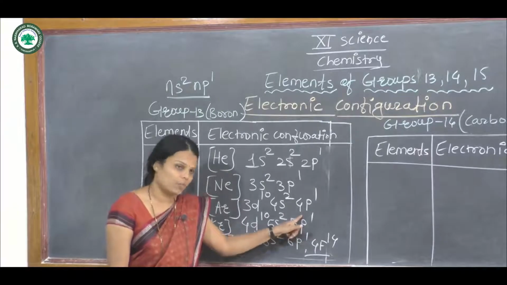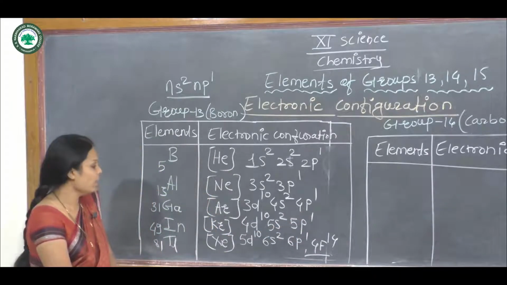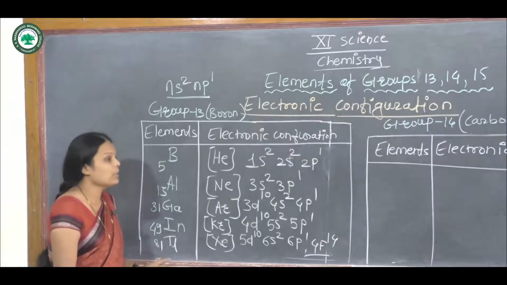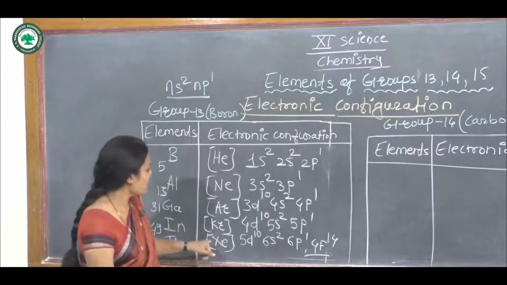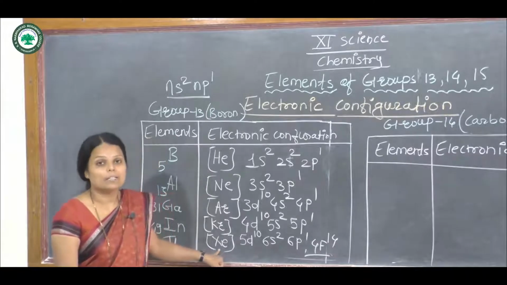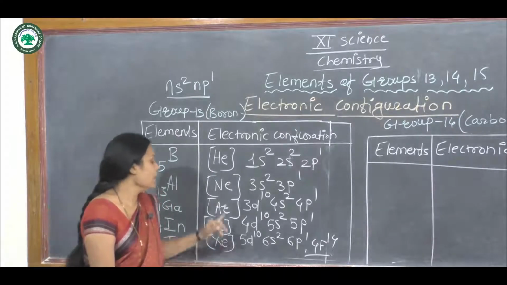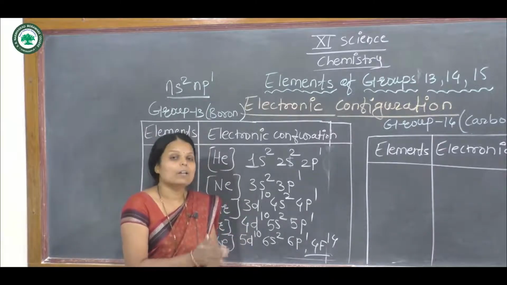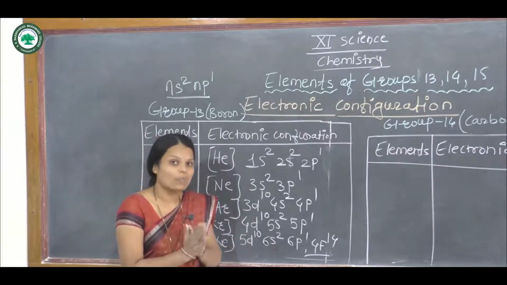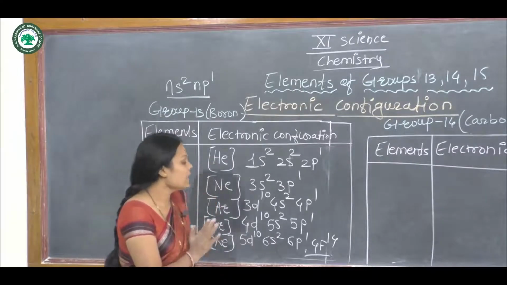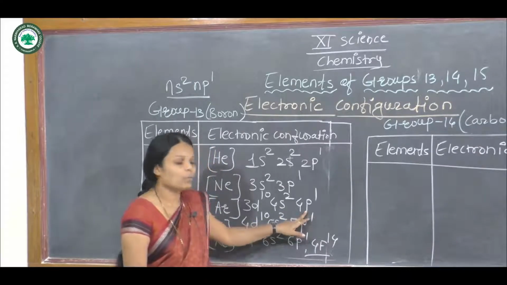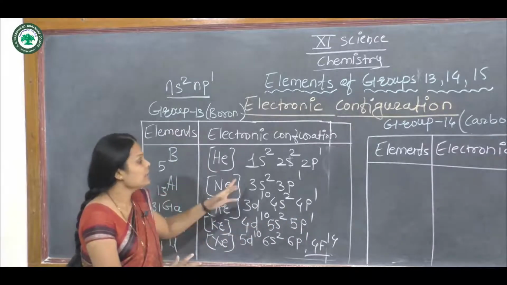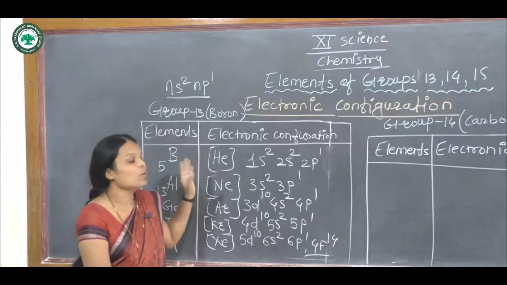This is the electronic configuration. Now in this boron family, the last element is thallium, and its atomic number is 81. Thallium is represented by xenon, a noble gas, and its electronic configuration is 4f14, 5d10, 6s2 and 6p1, because in the last p subshell, 1 electron is remaining. And this is the electronic configuration of the boron family.